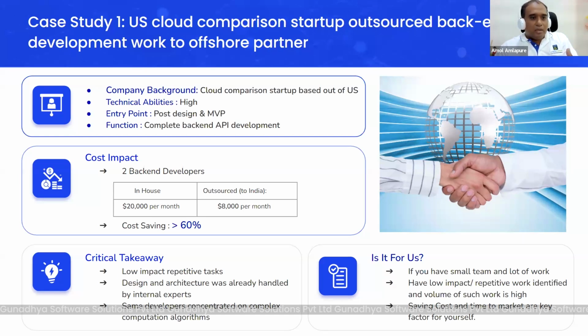If I look at the critical takeaway in this case, the decision-making factor was this: their internal team worked on the initial architecture and developed a framework, and then they decided to outsource the backend development activity, which was again a low impact or repetitive task. Most of it was CRUD operations. Along with the cost saving, it also freed their senior resources to work on more complex computation algorithms and the core feature enhancement which they were working on.